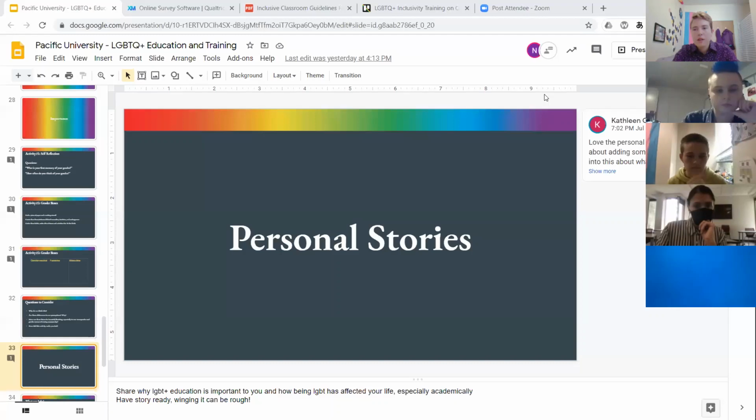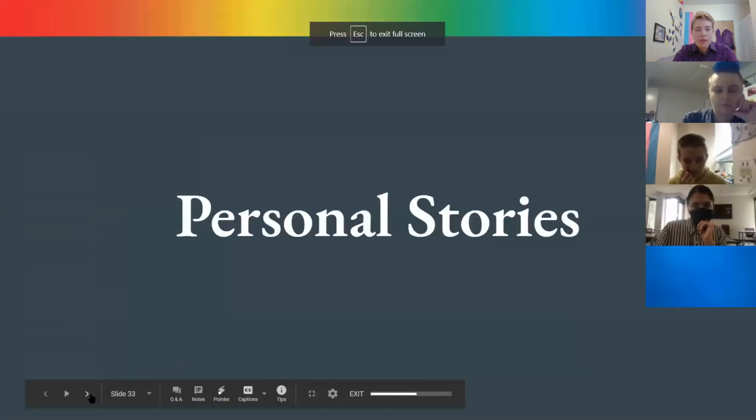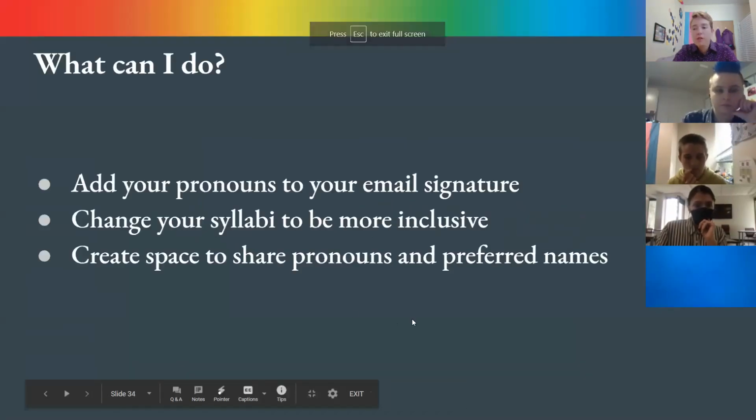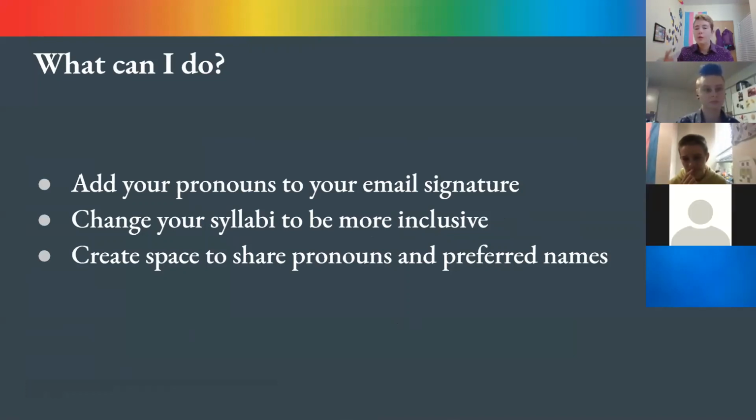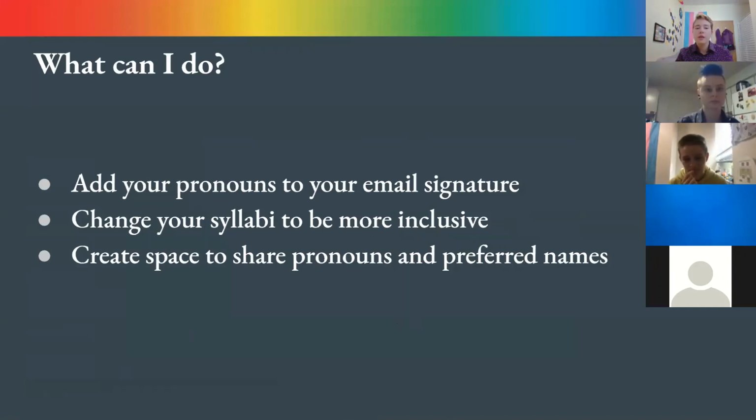Okay. Here's something that you can do right before you leave. Here are the things that are included in the Inclusive Classroom PDF. These are things you can do right now that will be super easy in creating an inclusive classroom: add your pronouns to your email signature, change your syllabi to be more inclusive, and create a space to share pronouns and preferred names using the things that we talked about earlier.